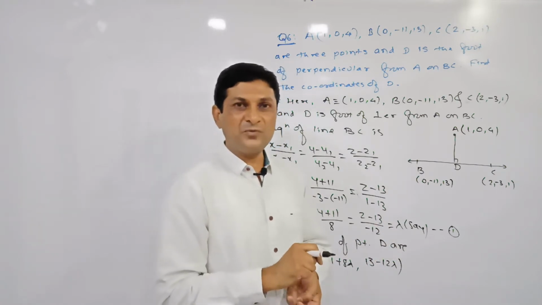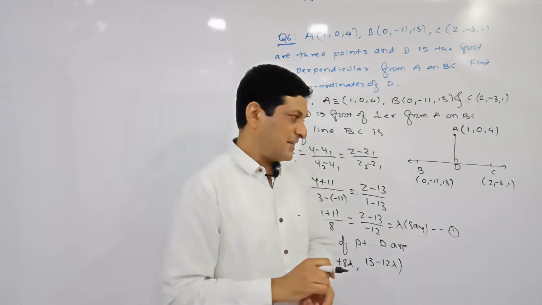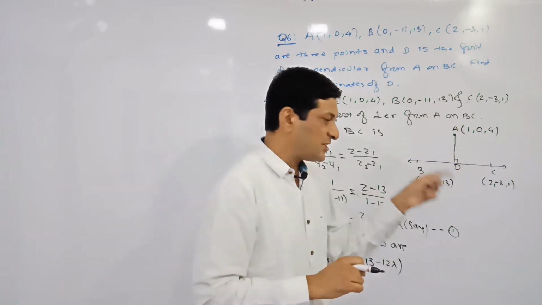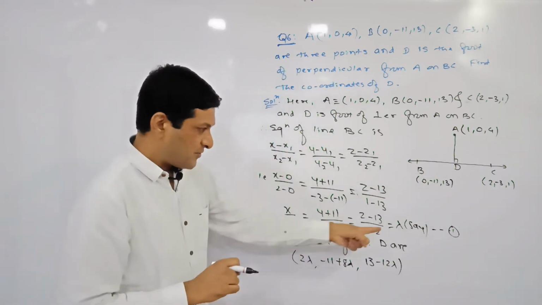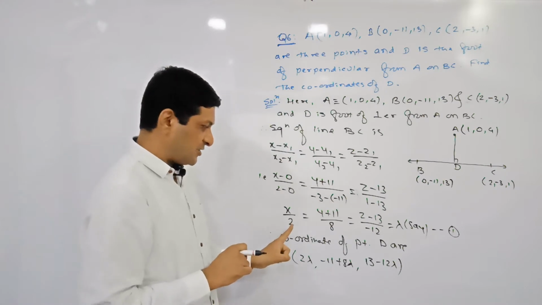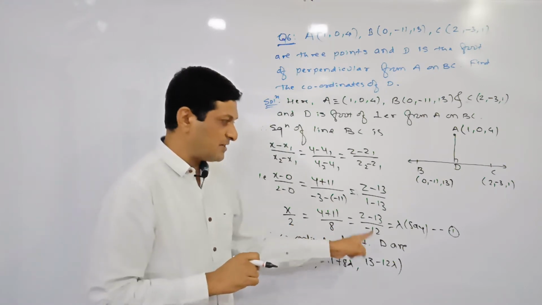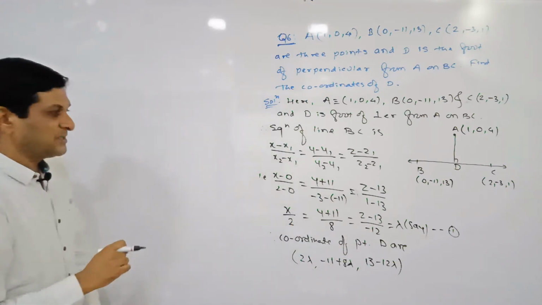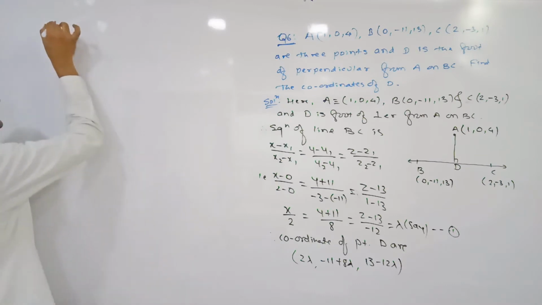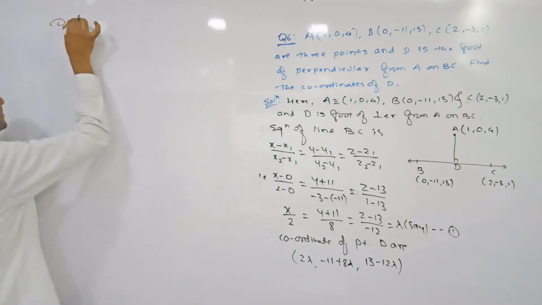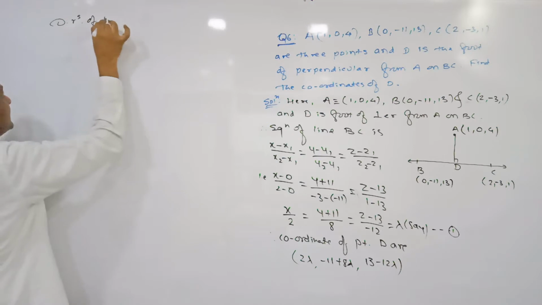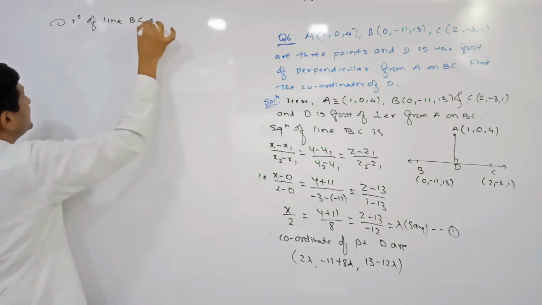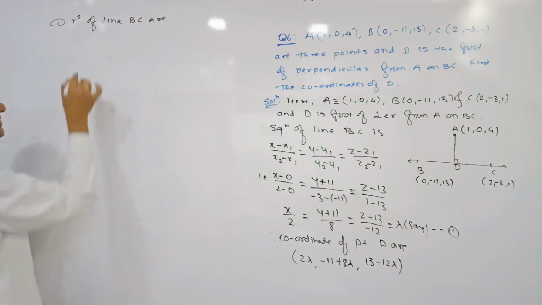Now we are trying to find the direction ratios of both lines here. First find the direction ratios of line BC. Already from this equation we can say that the direction ratios are nothing but 2, 8, minus 12. So the direction ratios of line BC are. What are the direction ratios?